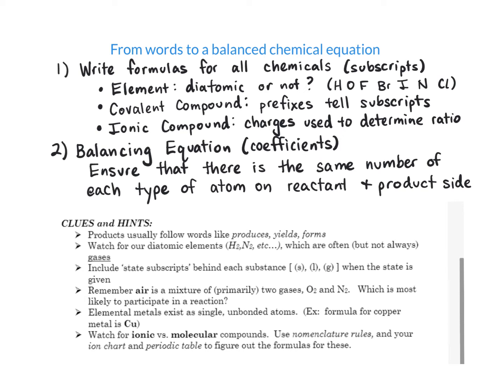If you see the phrase burns in air, well, air is made of nitrogen and oxygen primarily. And if you know anything about building fires, you know that oxygen is the component of air that actually is involved in fires. So burns in air is like a big hint, oxygen. So we will go to the next slide and do a couple of examples so you can see these two separate processes.